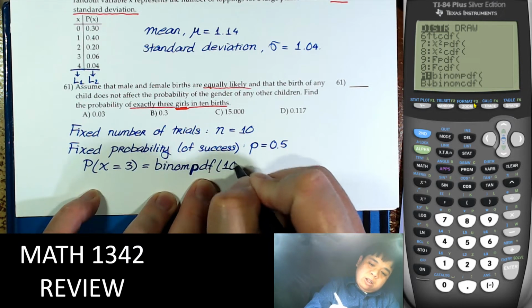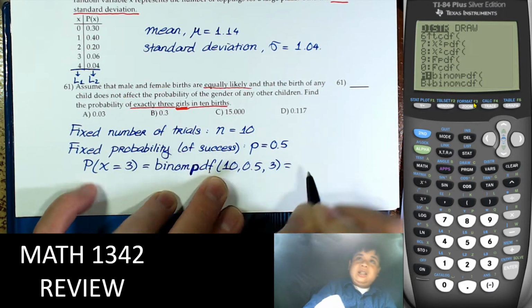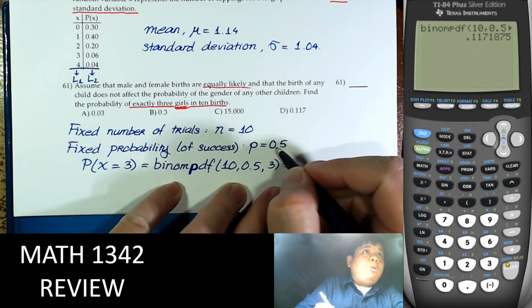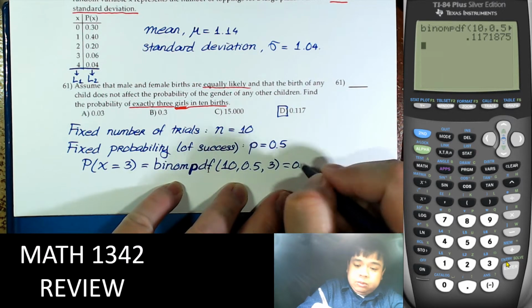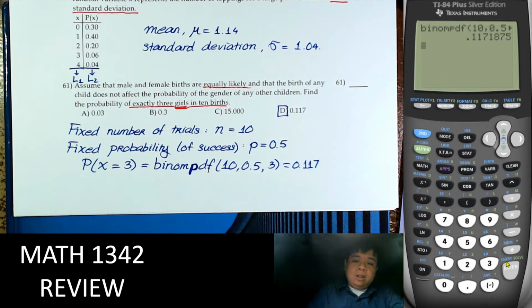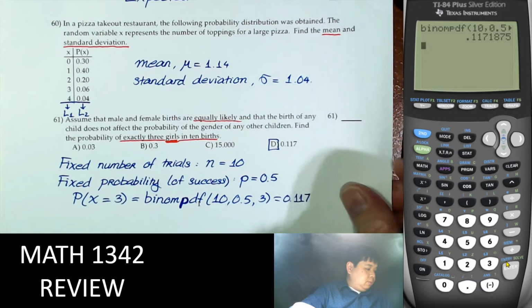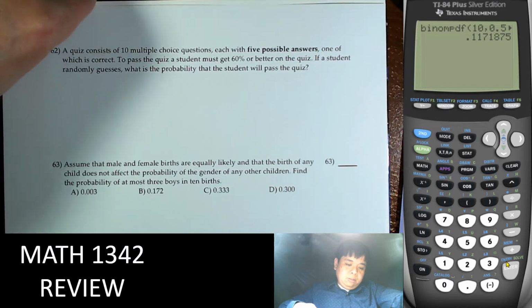Highlight that this is going to be P. We have 10 trials, probability of success, and we want exactly 3. And we have 0.117. Right, to test that.